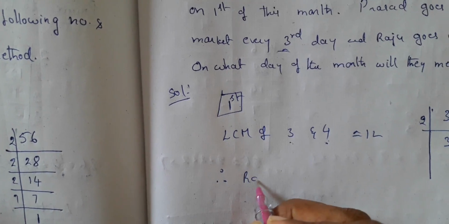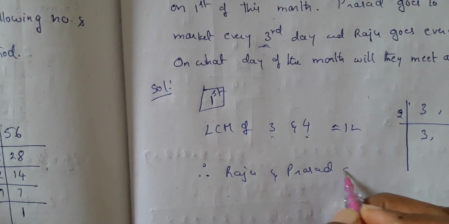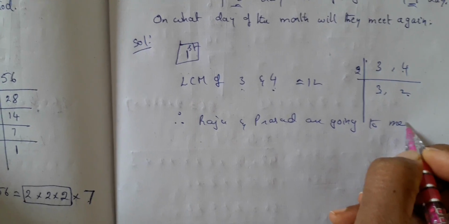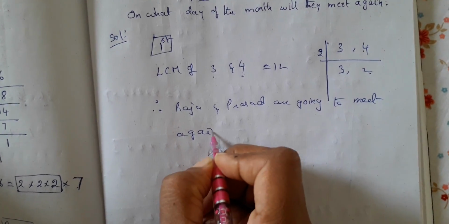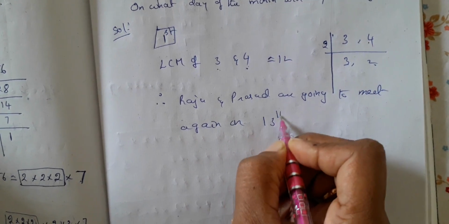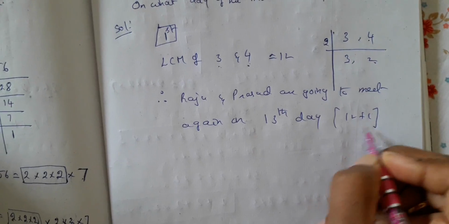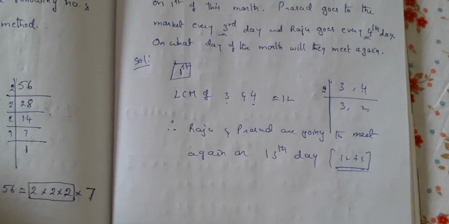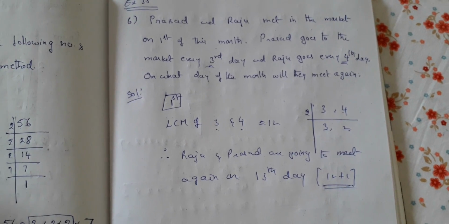Therefore, Raju and Prasad are going to meet again on the 13th day. So, I am writing it here in brackets, 12 plus 1, 13th day, in order to make you feel comfortable with it, right? So, what did we do?